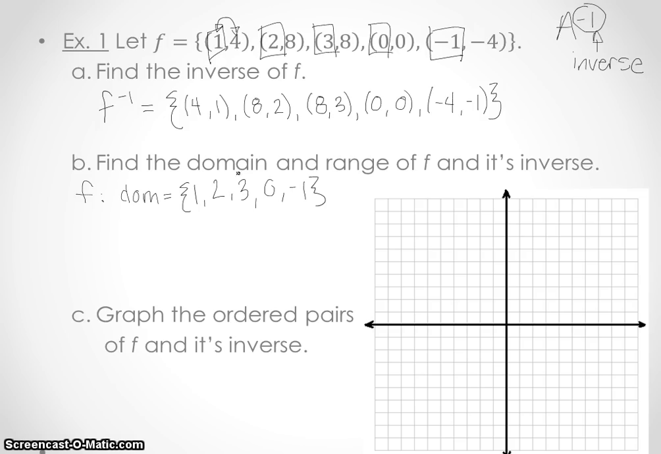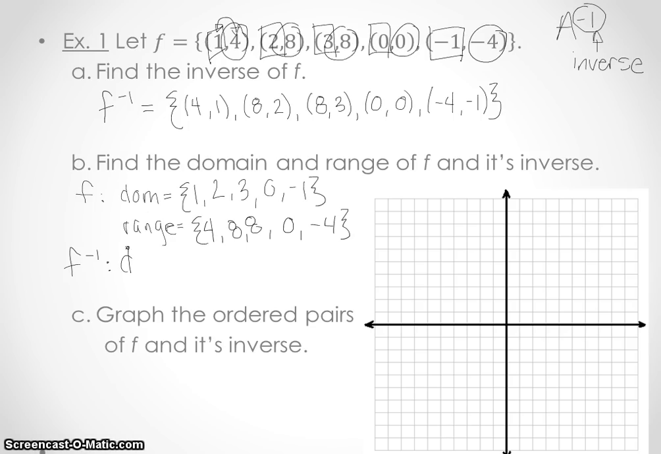For the original function, remember, we're doing f first. The range for my original function is going to be all my outputs. So 4, 8, 8, 0, and -4. Let's list those: 4, 8, 8, 0, and -4. Now when we do the inverse, we just switched everything. For my domain, what was my domain is going to be my range, and what was my range is now going to be my domain.